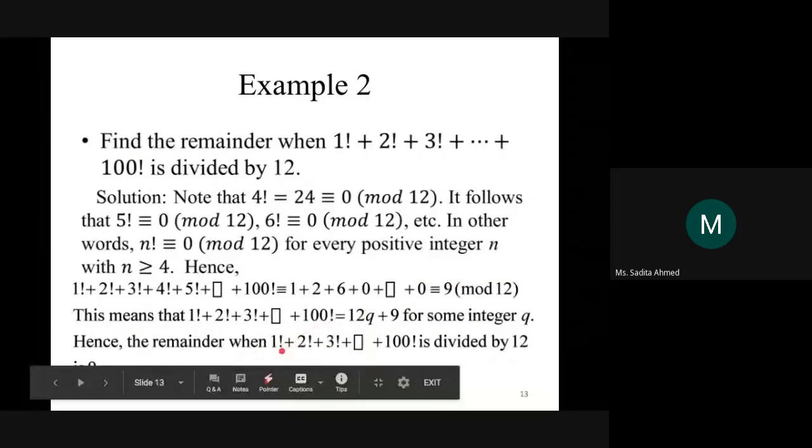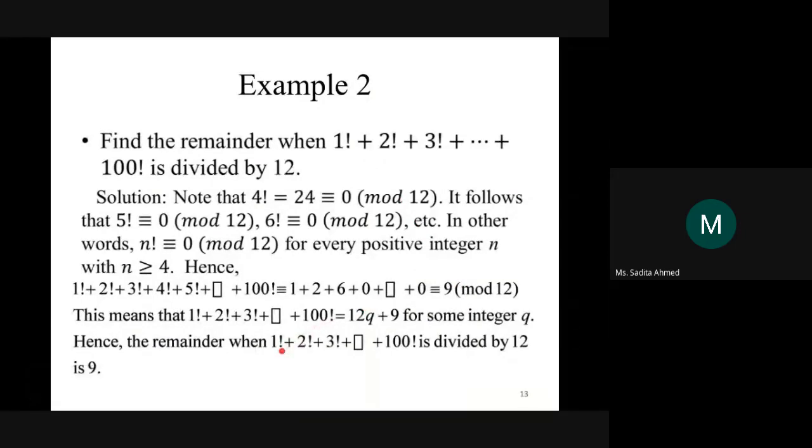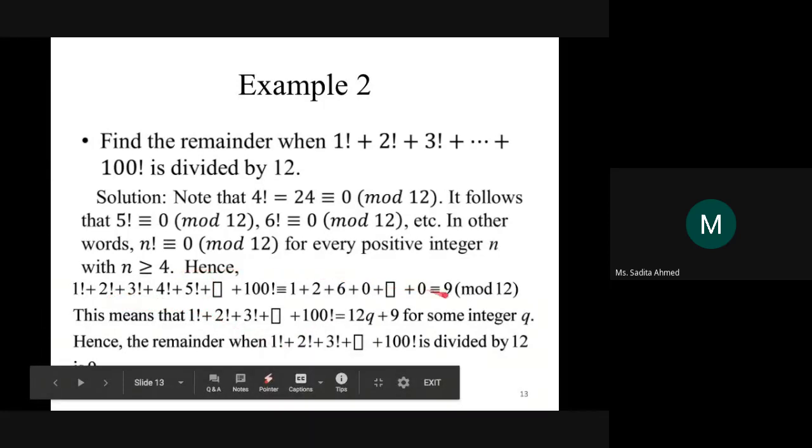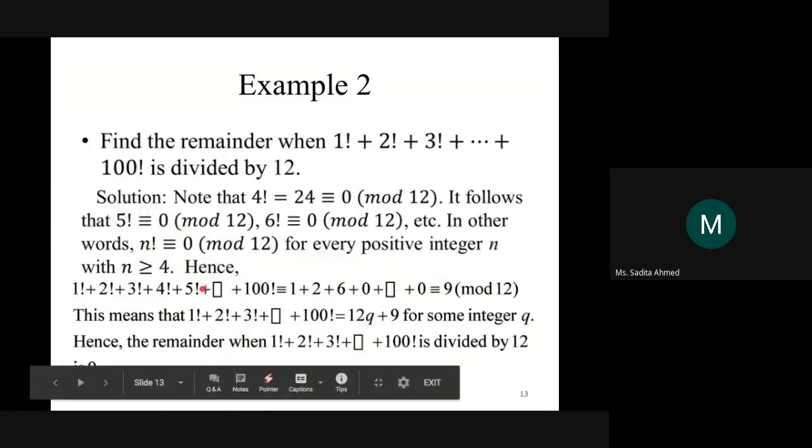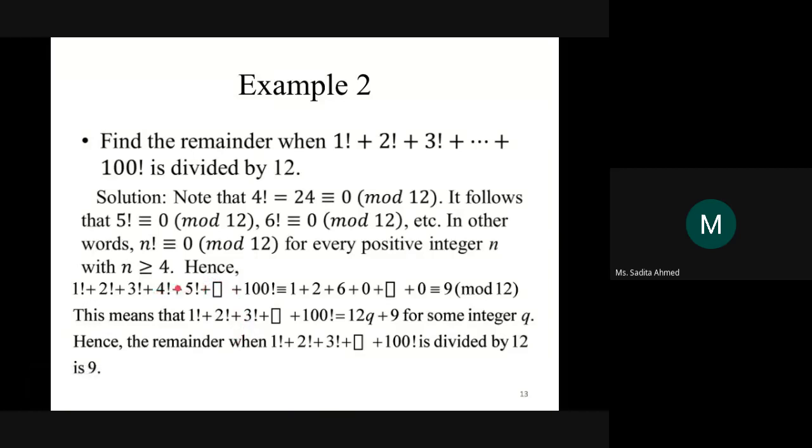You don't even have to go that far. If this number is congruent to 9 mod 12, what does it mean? A number theke 9 baad dile, that number will be divisible by 12. A number theke 9 deduct korte hobe mane ki? In order to make it divisible by 12, you have to deduct 9 from this number.